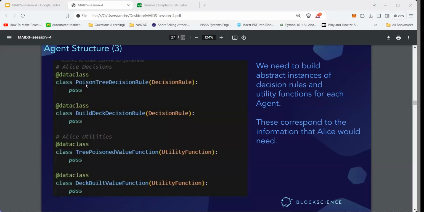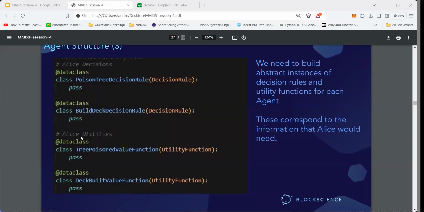And we're not saying whether it's a diesel engine or a gasoline engine, but we're saying there's an agent who will need to make decisions about whether or not to poison a tree. There's an agent who will need to make decisions about whether or not to build a deck. It's possible that you could get away with not doing this level of inheritance. I like it, but if it turns out to be more efficient another way, I'm not advocating for it. But same thing with the utilities. There's this level of indirection where you subclass two specific value functions.